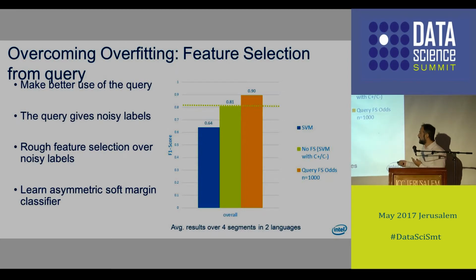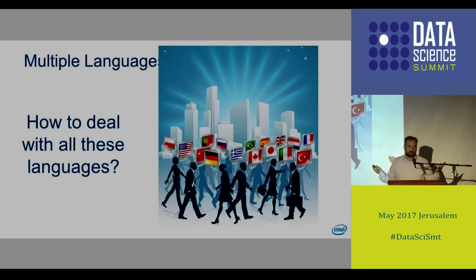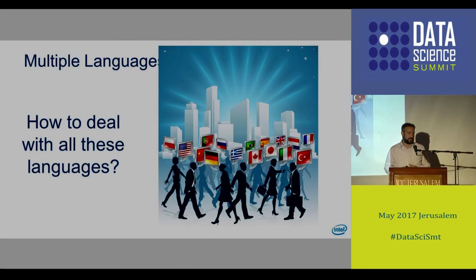Of course, these are average results over a few segments. There is a variability. But as a whole, this method really improved our model's ability. So, I basically told you how we solved the problem of overfitting.